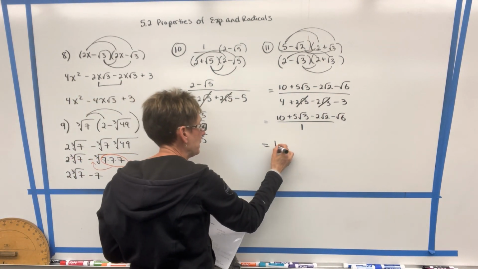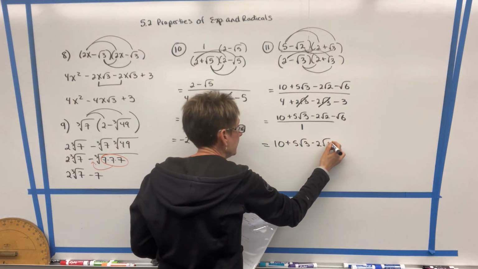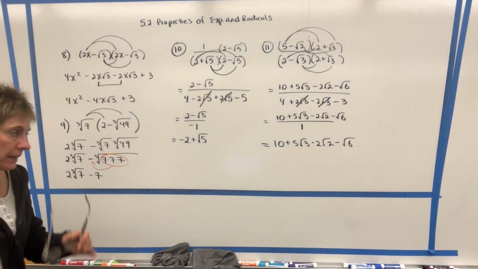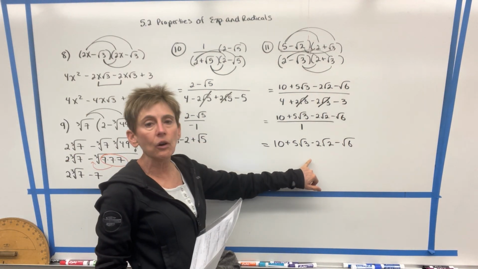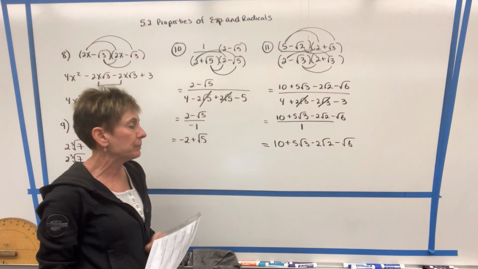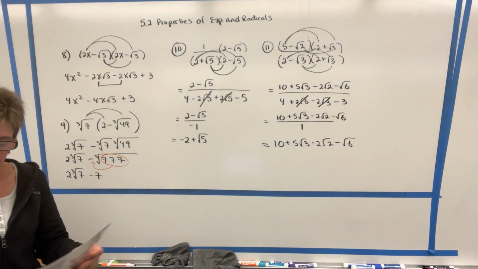Personally, I would just take away that 1, and this would be my final answer. It's kind of annoying that you can't combine any like terms, but we really can't, because these radicands are all different. This is radical 3, radical 2, and radical 6, so none of those can be combined, and obviously the number can't be combined with the radical either.